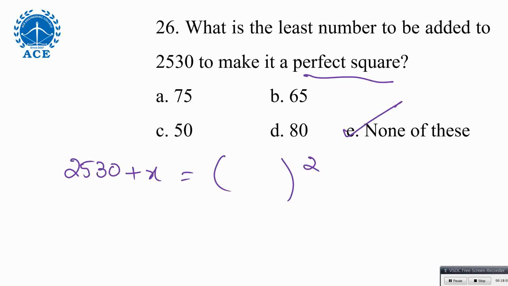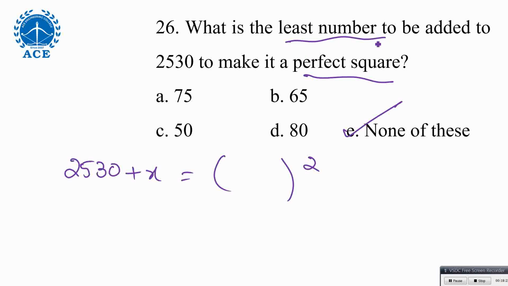52 square means I need to add some more extra again. 52 square, it can be 53 square. They are asking least number, meaning the next square. 50 square is 2500. Next one, 51 square. Otherwise, I can try for 52, 53 and all. That's why they use the word least number.